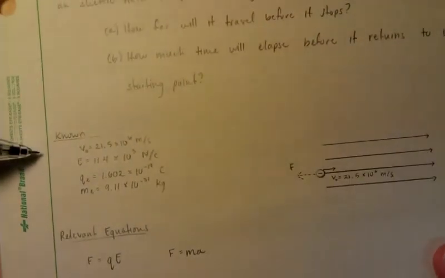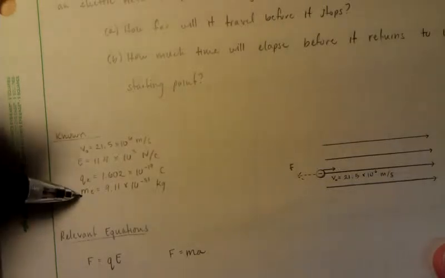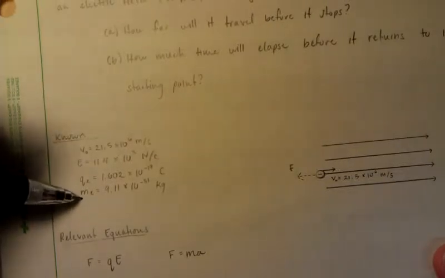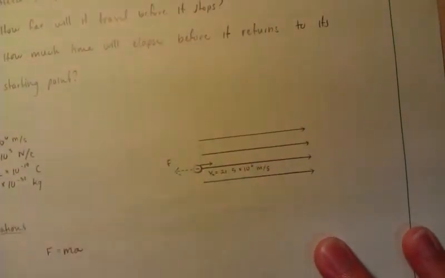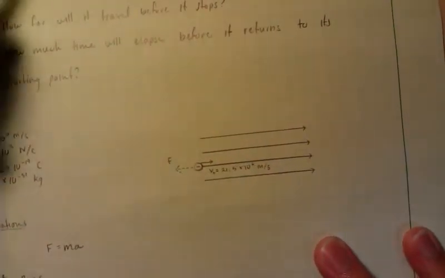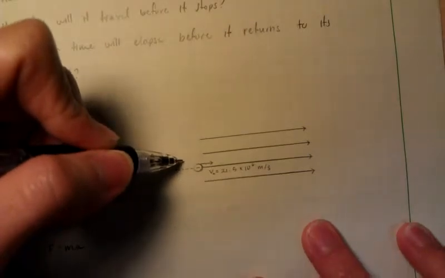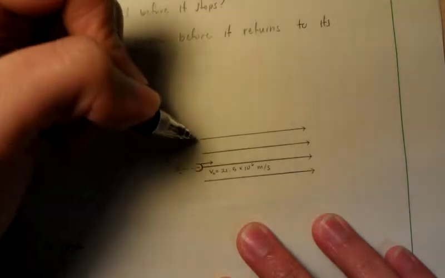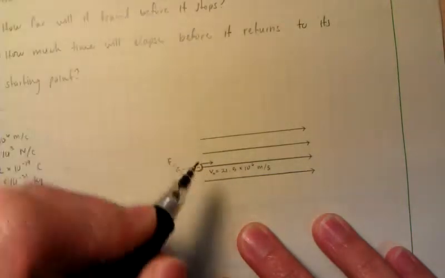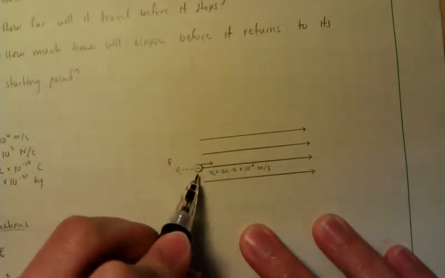Now over here, I've written down the known values that have been given to us in the problem, as well as went ahead and looked up the mass of the electron. Now this drawing is representative of what's been described in the problem. These horizontal lines are the direction of the electric field, and this is the particle of interest, the electron.